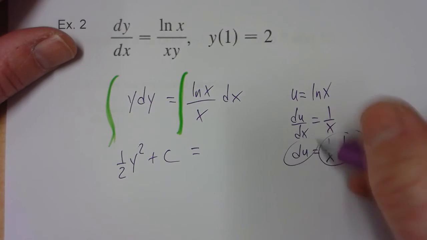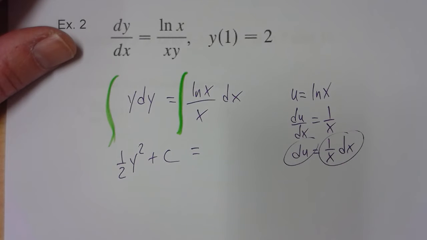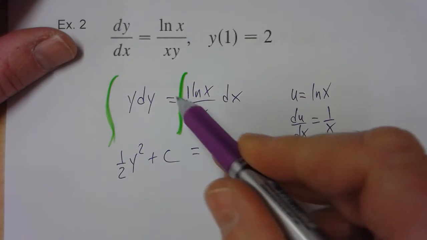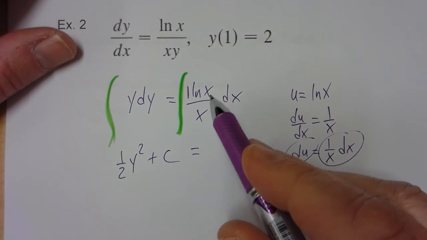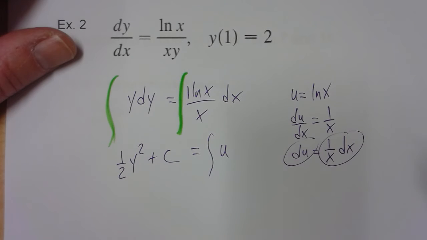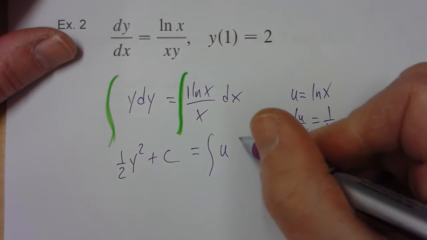So all of that gets substituted in for du. So there's 1, we would put a 1 right there. 1 over x dx is du, and then you would have that as u. So we get integral u du.